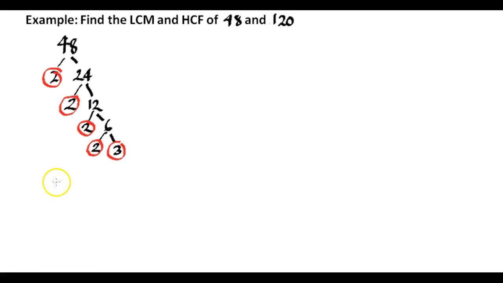And if I write 48 as a product of its primes, it has 4 2's multiplying, so that's 2 to the power 4, and 1 3, which is 3 to the power 1.